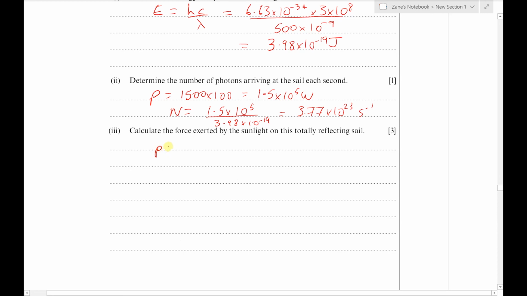First step, I'm going to work out the momentum of each photon using p equals h over lambda. Once again, h being 6.63 times 10 to the minus 34 and a wavelength of 500 nanometers. Again, don't forget the nano. That gives us 1.33 times 10 to the minus 27 kilogram meters per second.